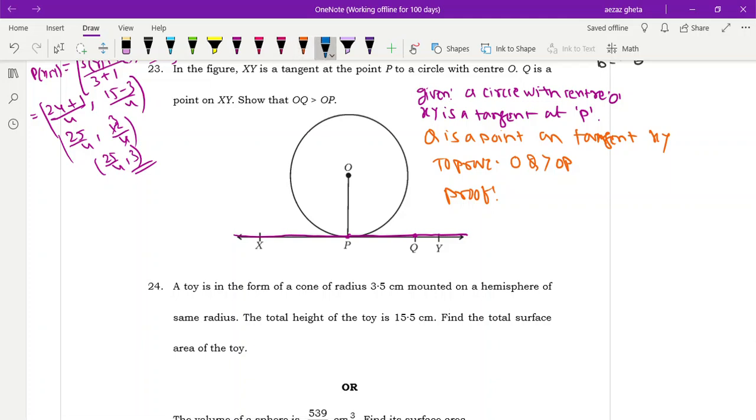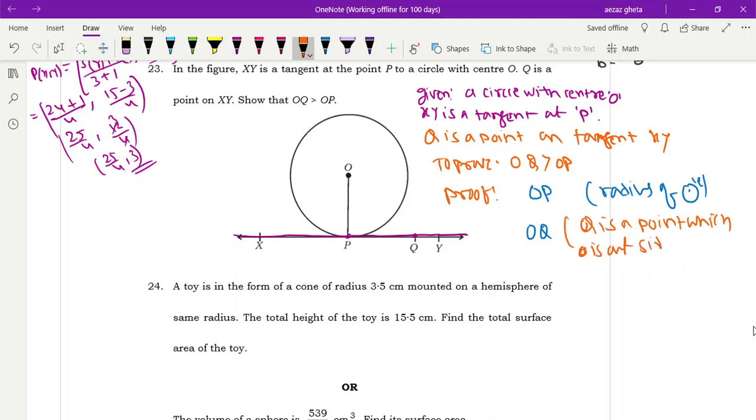Proof, it's very simple. See, OP here is a radius of the circle. Q is a point which is outside the circle, so obviously OQ has to be greater than OP, because OQ is greater than a radius. The point Q lies outside the circle.